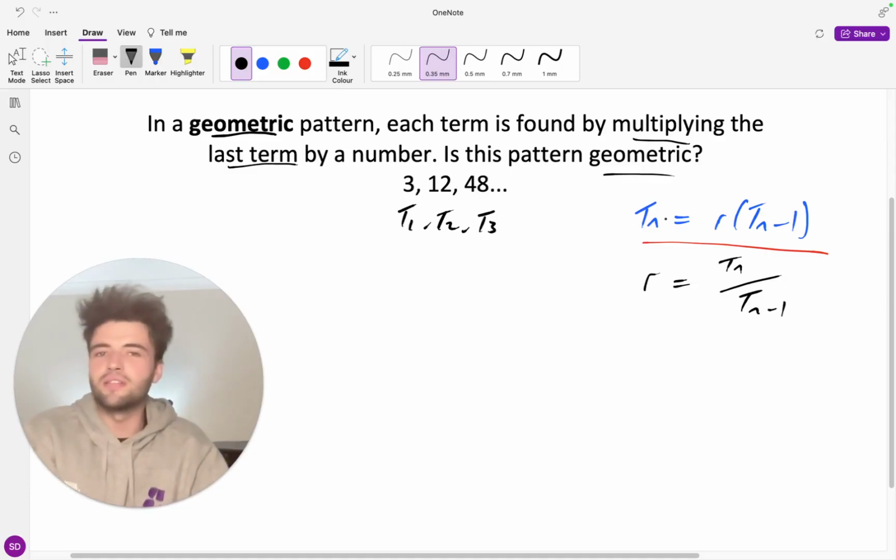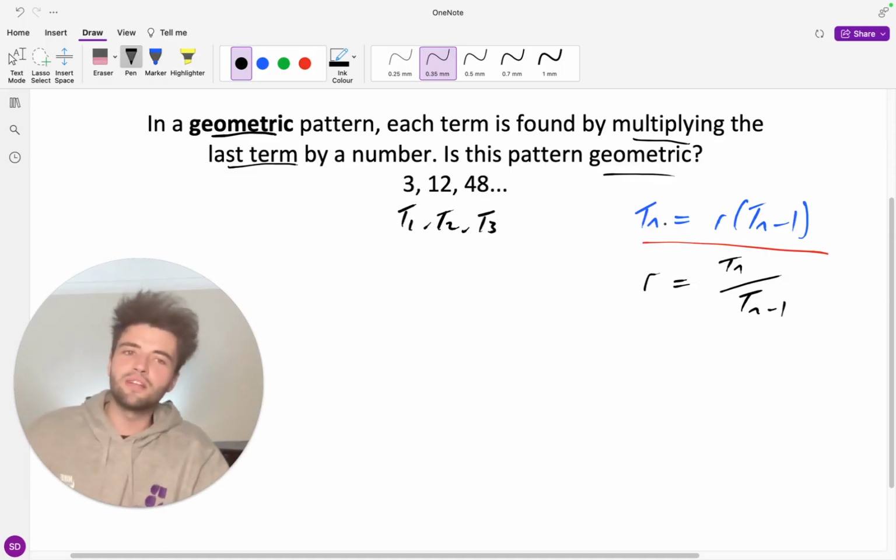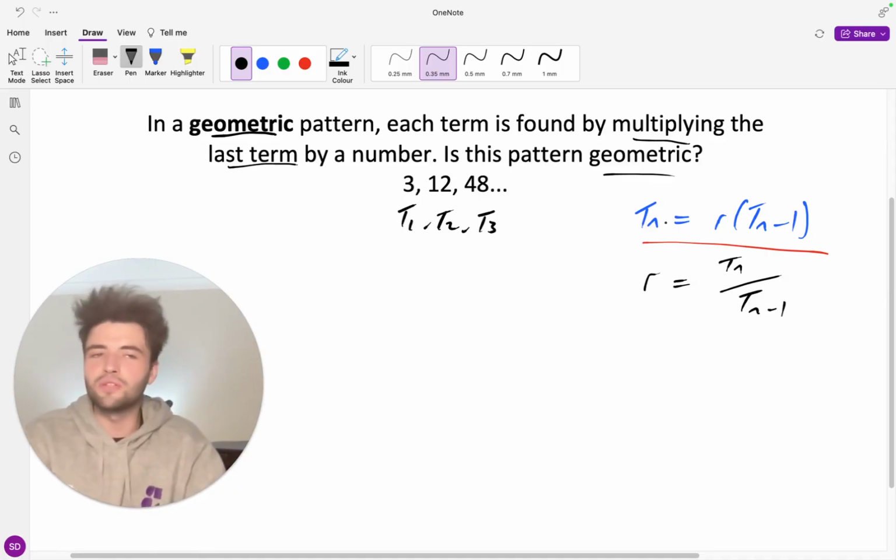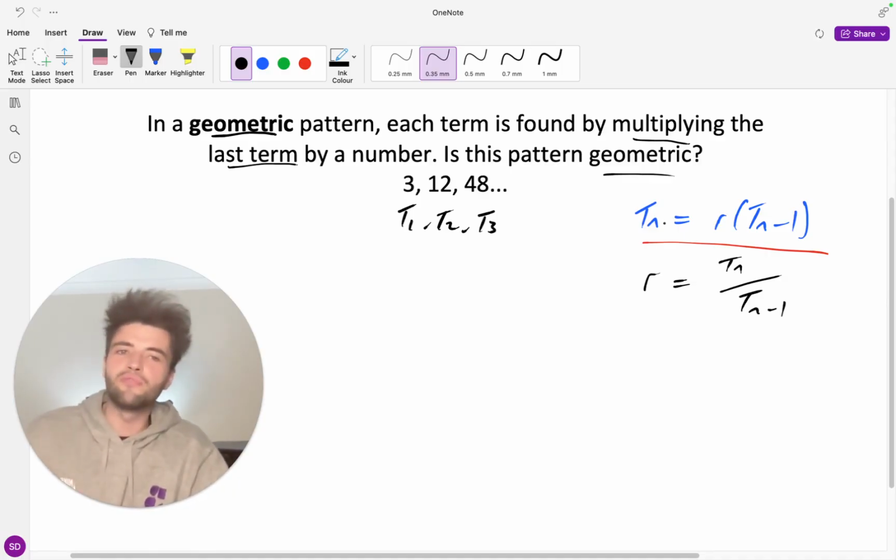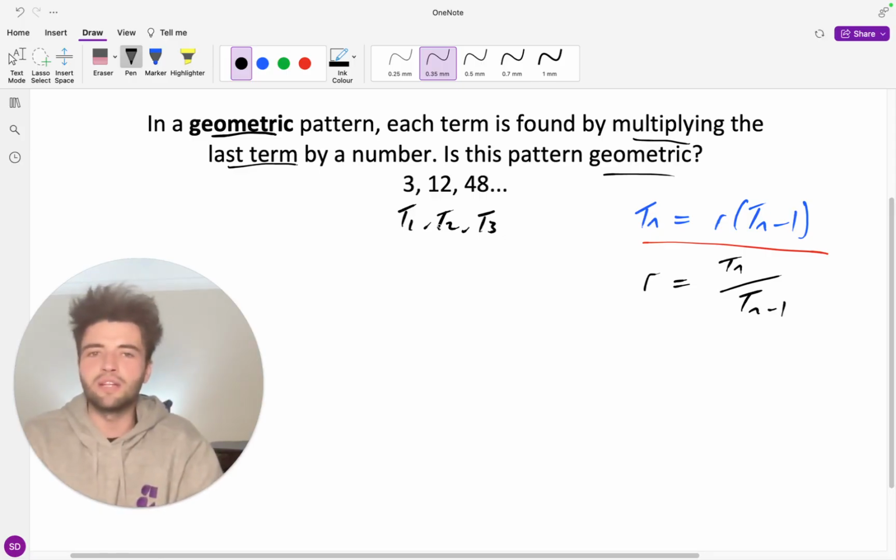And so what this means in practice is that if we're given at least 3 terms, and it does need to be at least 3, we wouldn't be able to do it with just 2 terms, because that wouldn't be enough to form a pattern. But unlike with arithmetic patterns, we're just going to be multiplying each time rather than adding, so we need to make sure that that's what's happening here.